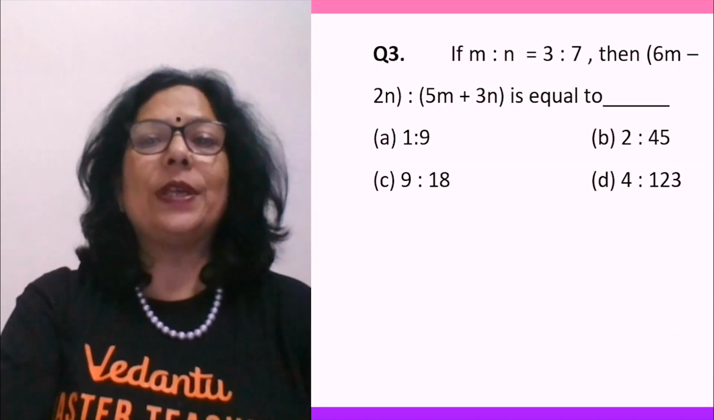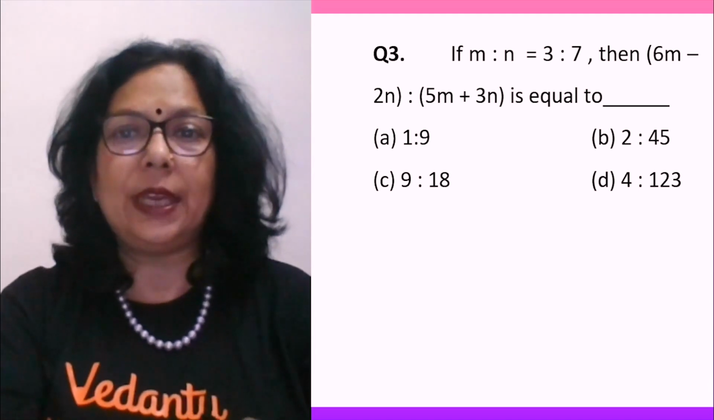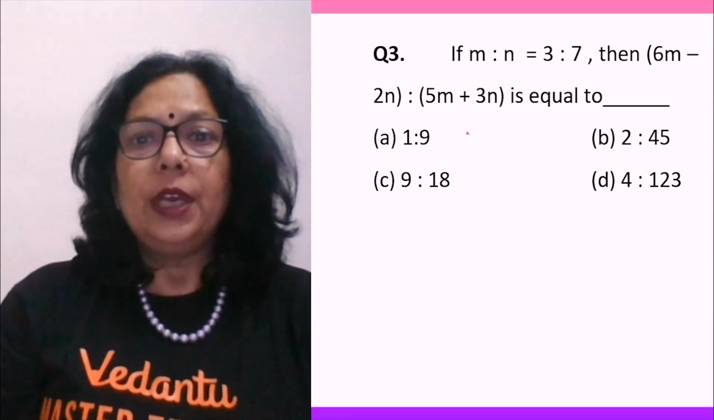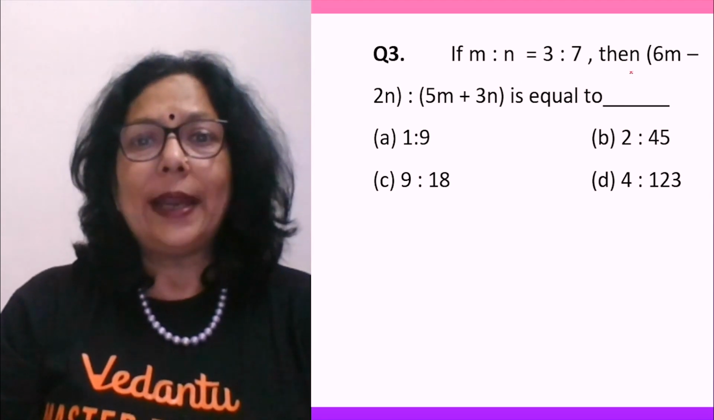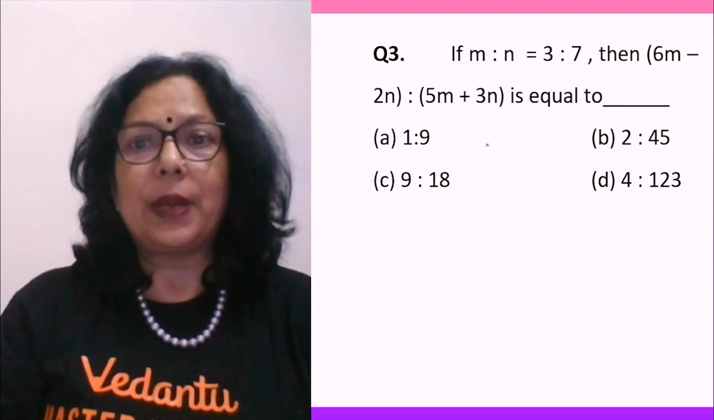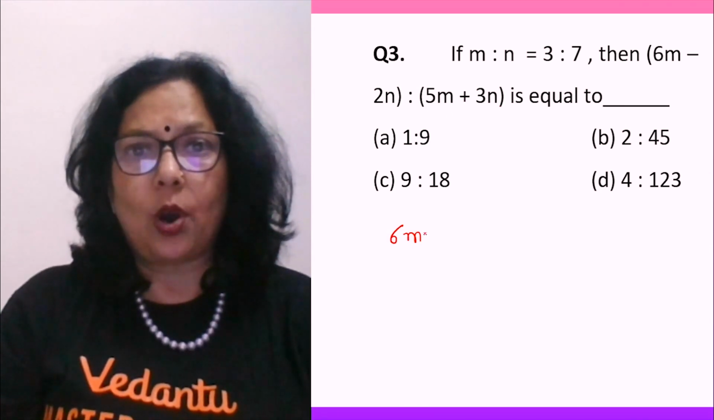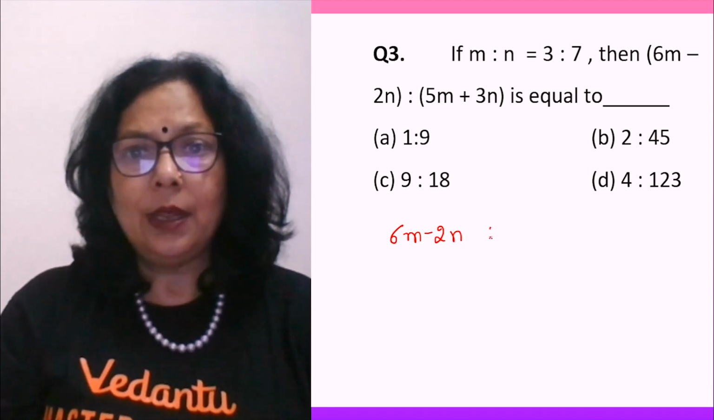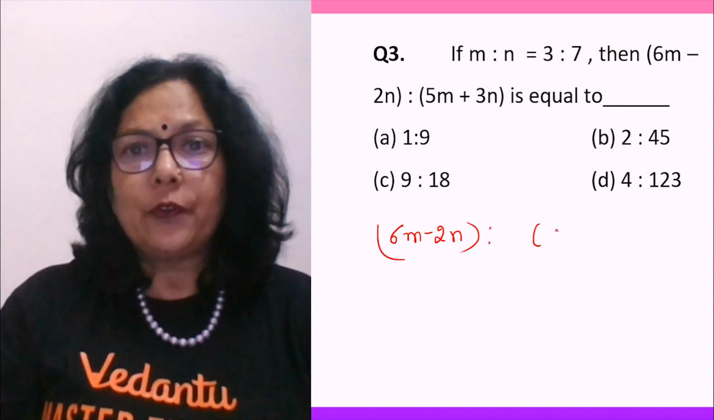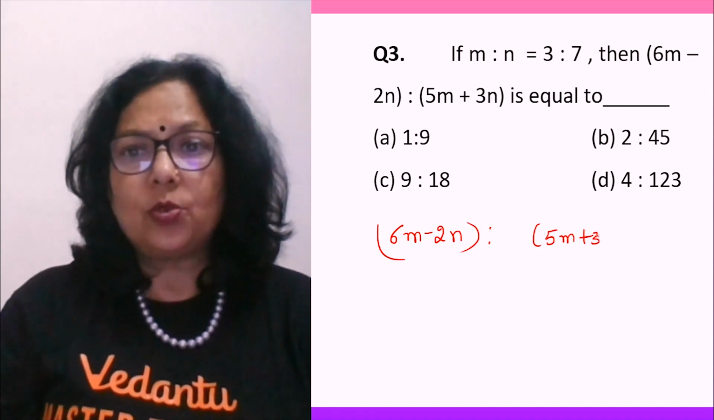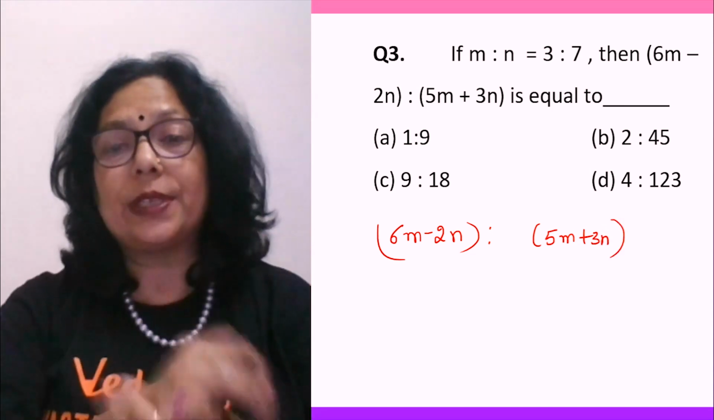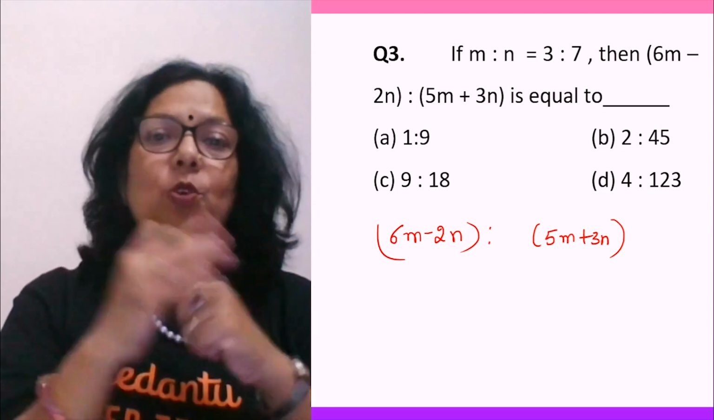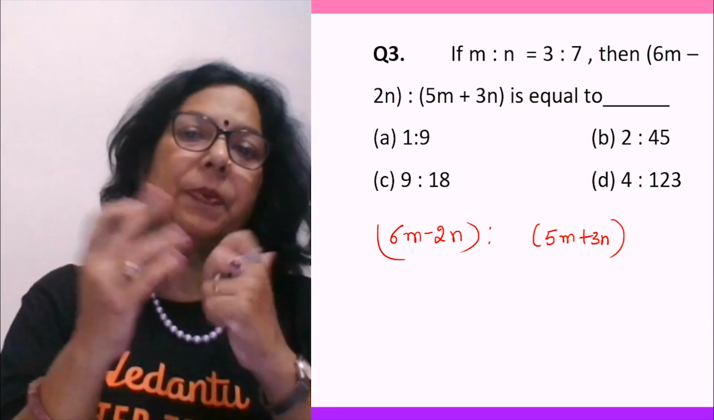Now let's move to question number 3 of 2018 of IMO. If m is to n is 3 is to 7, then find the ratio of 6m minus 2n is to 5m plus 3n. You have to find out the ratio of 6m minus 2n is to 5m plus 3n. How to proceed? If you see this question in the paper, definitely you are going to leave it, saying the paper was very tough.